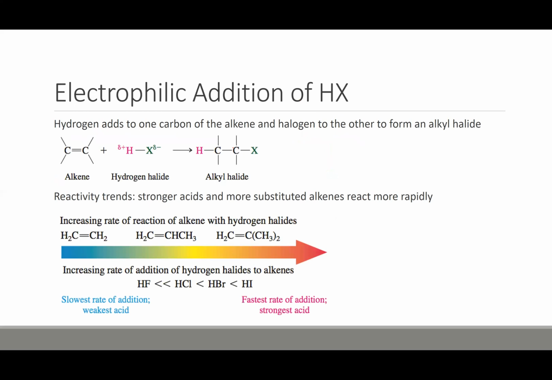In general, these additions of HX follow the stability rules we just talked about, which is that hydrogen adds on to the carbon of the alkene and halogen on the other to generally form this alkyl halide where the X is on the more substituted carbon. Generally, for this type of reaction, a more substituted alkene reacts more rapidly. As just a general rule, the more substituted that alkene, the faster this type of reaction will be. And that's because we will have the ability to stabilize that carbocation better during the transition state. Also, picking the actual acid you use for this reaction can make it faster. So a strong acid like HI is going to react faster than a weak acid like HF.